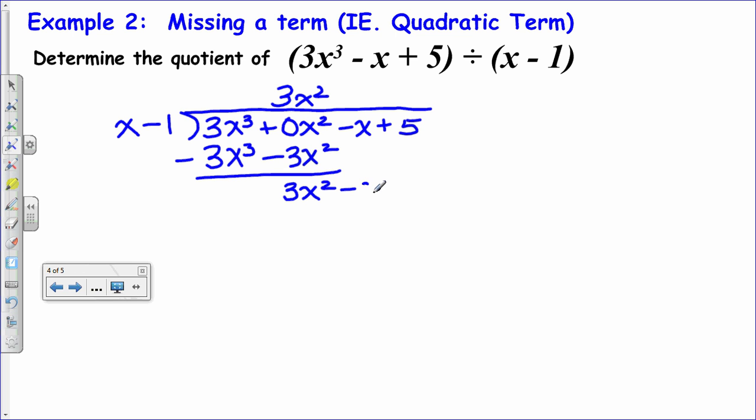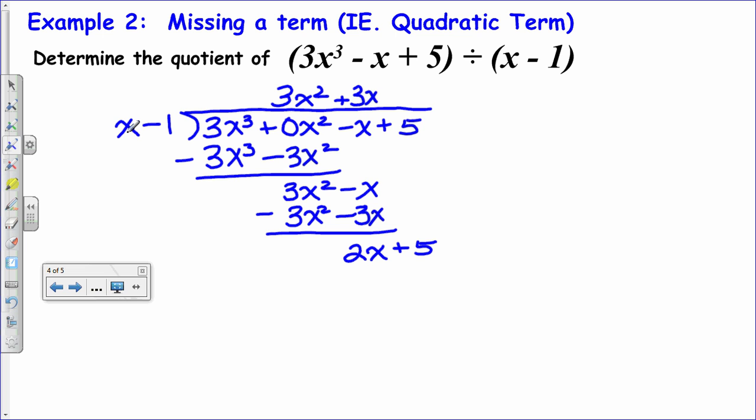Bring down the x. So how does the x become 3x squared? Well, it's got to be multiplied by positive 3x. So I end up with 3x squared. And then 3x times negative 1 is minus 3x. Subtract. You get 1 plus 3x, which is 2x. Bring down the 5.